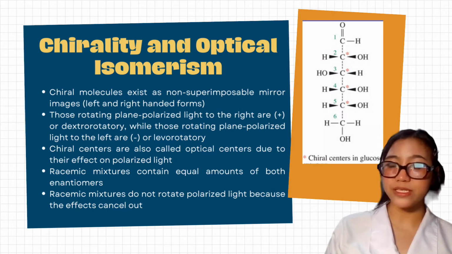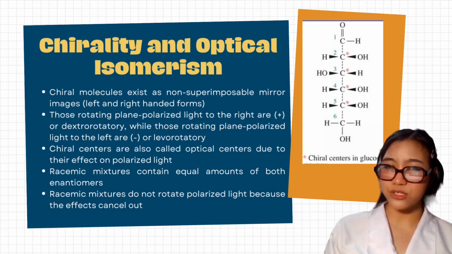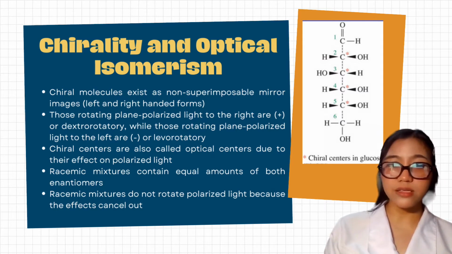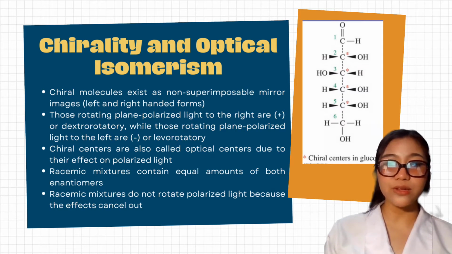Due to this property, chiral centers are also known as optical centers. An important concept here is racemic mixtures, which contain both enantiomers in equal proportions. These mixtures do not rotate polarized light because the effects of the enantiomers cancel each other out. You can see an example of chiral centers highlighted in the glucose molecule diagram on this slide.